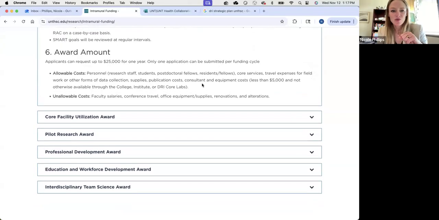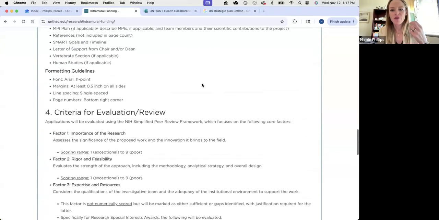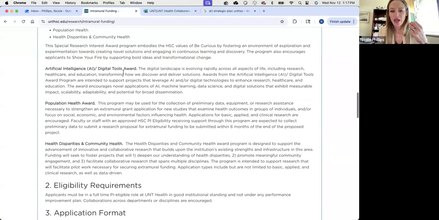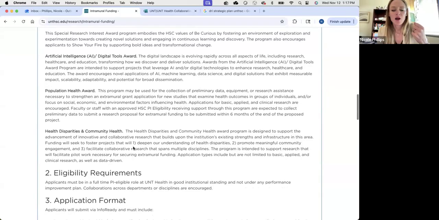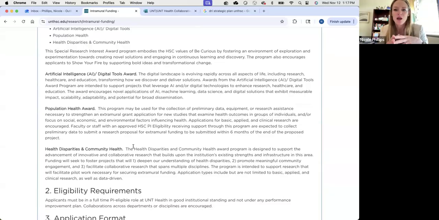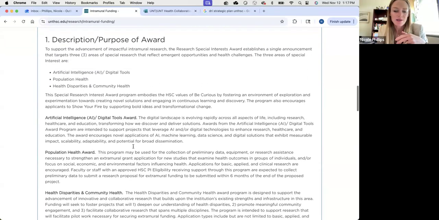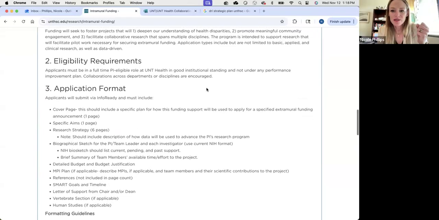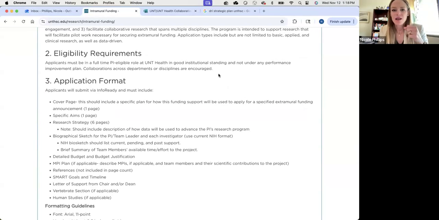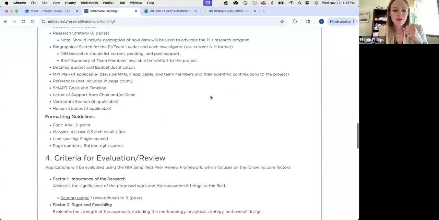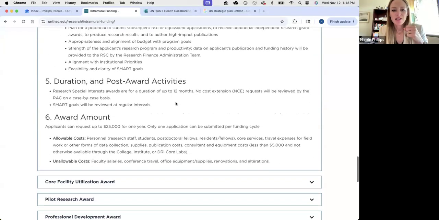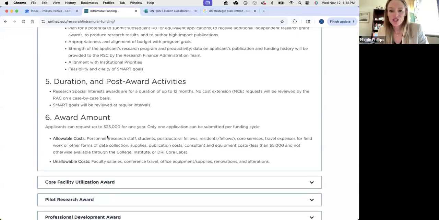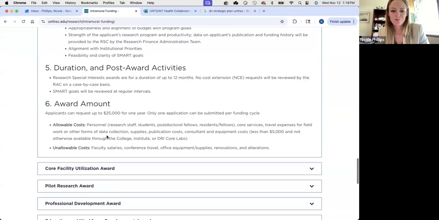So the Research Special Interest Awards are that cluster of special interests, which include AI digital tools, population health, health disparities, and community health. So if your research falls into one of these categories, this might be a really great place for you to try and get some money to progress your research in these areas. The eligibility requirements here are basic, nothing to really point out. And these will be up to $25,000 each, single year awards.